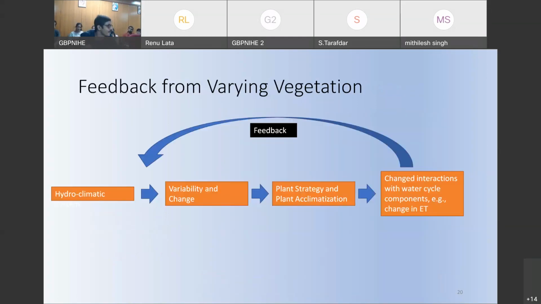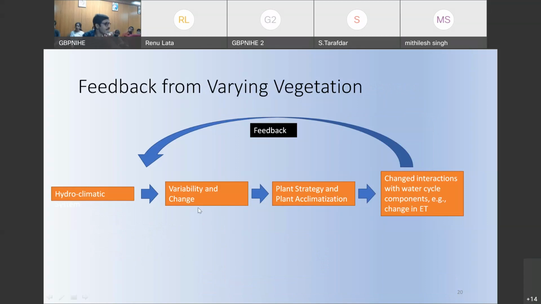Now I'll come to the feedback from time varying vegetation. This is also another thing which has been done by one of my students, Sachin Budakati, with the help of another student, Tejashvi. Let's say you are considering the hydroclimatic system. Let's try to develop the hypothesis first. This hydroclimatic system is continuously going through some variability and changes.